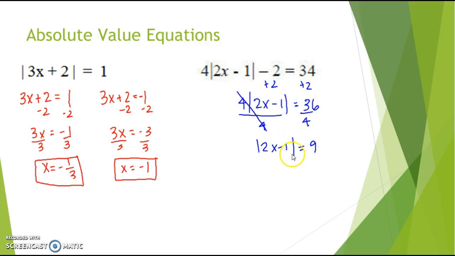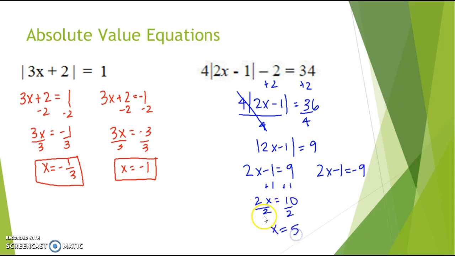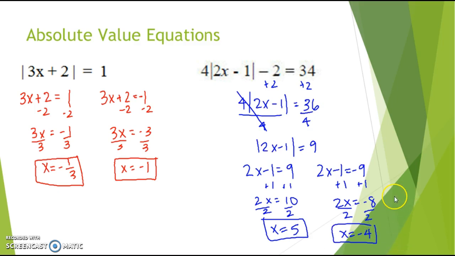Now my absolute value is by itself, so I'm going to split it up into 2 equations. So I'm going to have a positive 9 and a negative 9. Now I'm going to add 1 to both sides, so 2x equals 10. Divide by 2, x equals 5. So there's one answer. Over here, add 1, so 2x equals negative 8. Divide by 2, x equals negative 4. And those are my 2 answers.